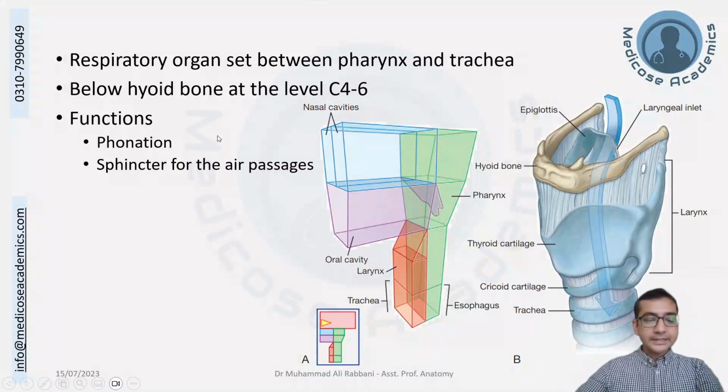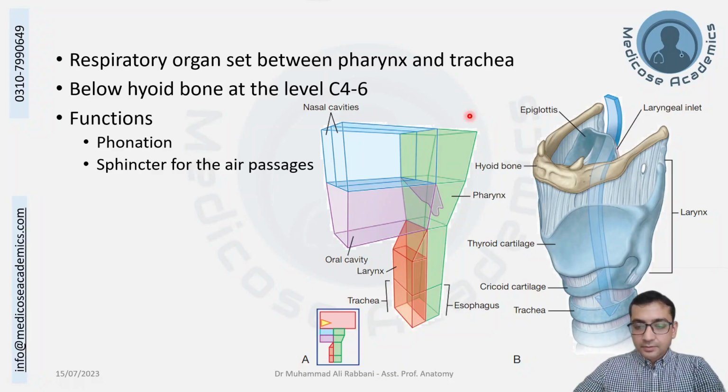Larynx is basically the respiratory organ that is present between the trachea and the pharynx. We have yet to discuss the gross anatomy of the pharynx. This is a very beautiful picture from Gray's Anatomy. Here, this is the oral cavity. On the top of it, in blue, is shown the nasal cavity. On the back, in green, there is the pharyngeal cavity.